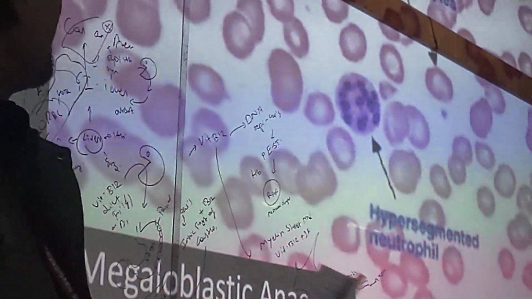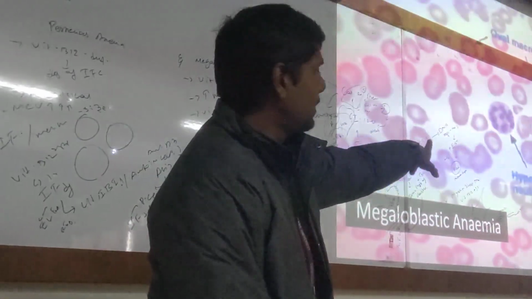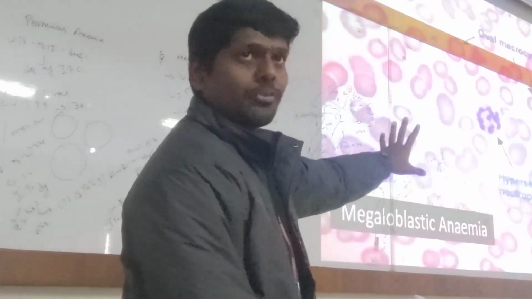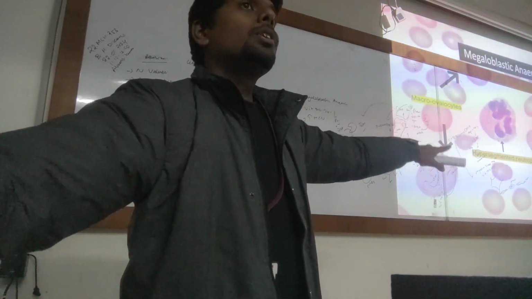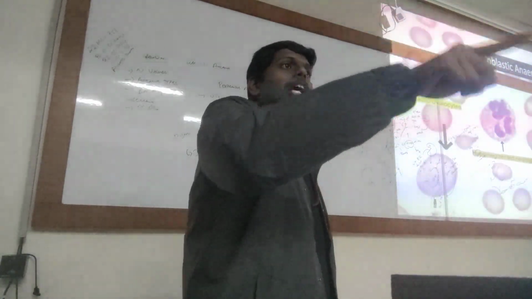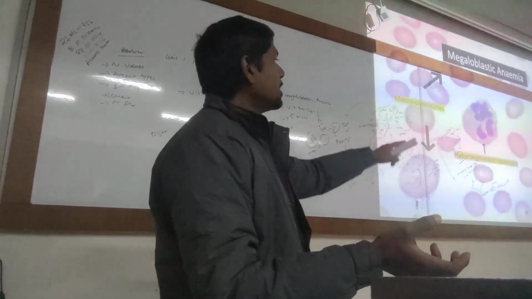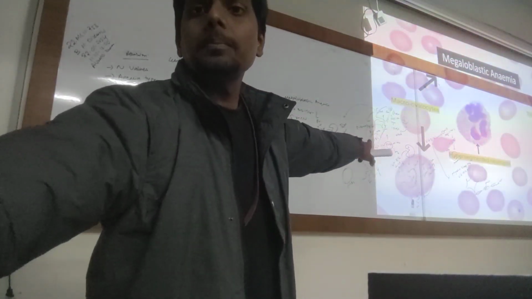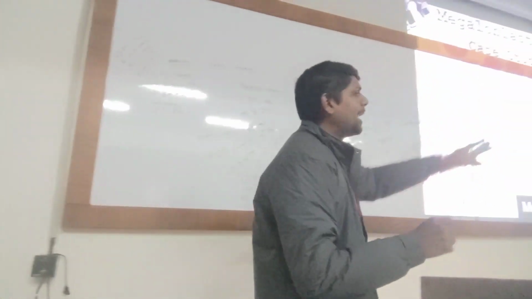So this is the PBS smear examination. There is a hypersegmented neutrophil. Hypersegmented neutrophil indicates megaloblastic anemia. Then here you can see macro-ovalocytes and teardrop cells. Gradually the cell shapes are disorienting because of overall bone marrow issues. You can see ovalocytes.